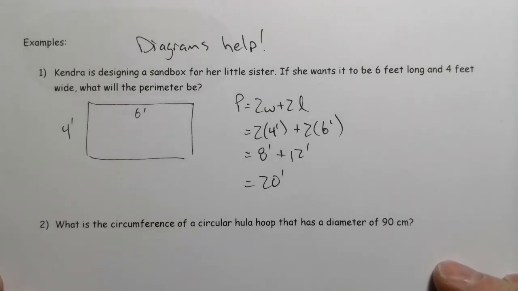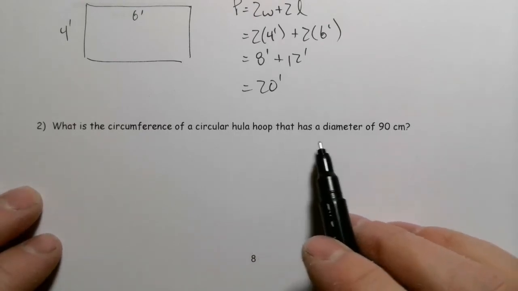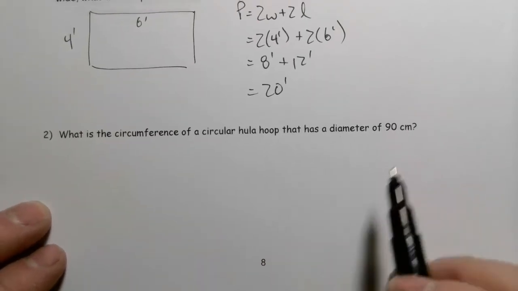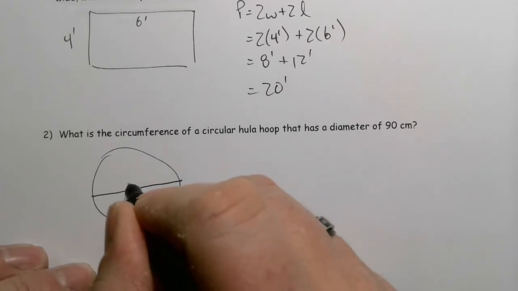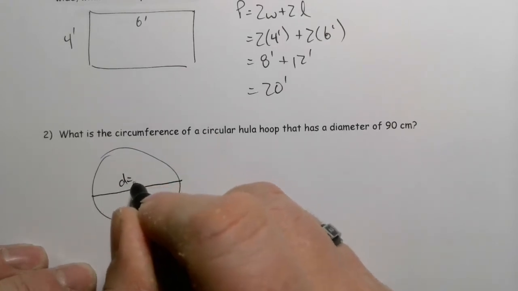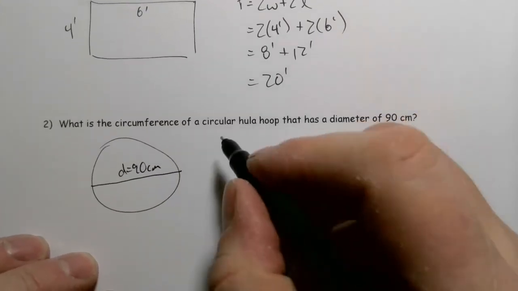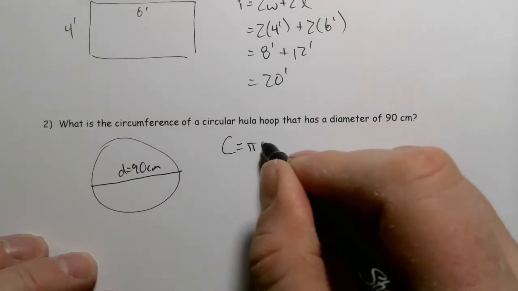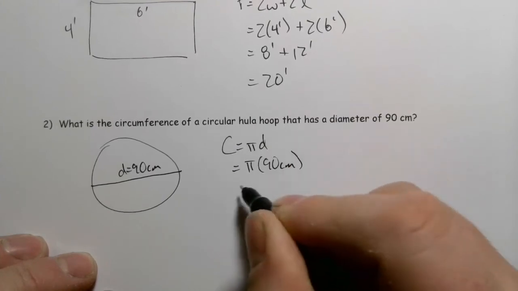Let's take a look at another one. What is the circumference of a circular hula hoop that has a diameter of 90 centimeters? Okay. So there's our hula hoop. Goes right across here. There's our diameter. And in this case, our diameter is 90 centimeters. Okay, well, I've got a formula that does that. I've got pi times d. So this will be pi times 90 centimeters.